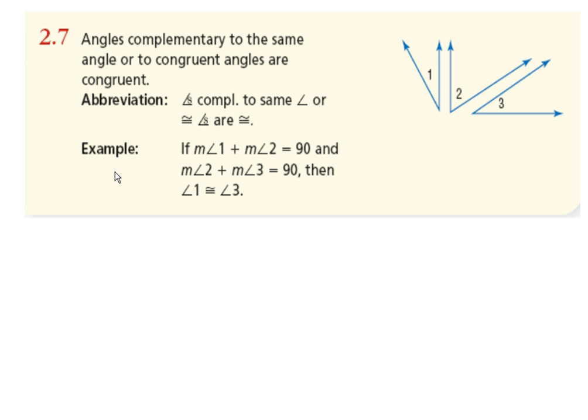2.7, angles complementary to the same angle or to congruent angles are congruent. There's the abbreviation, angles complementary to the same angle or congruent angles are congruent. Here's this diagram. We have angles 1 and 2 equal 90 degrees. That's looking at these two right here. They're complementary. 1 and 2 are complementary. We're also going to say that 2 and 3 are complementary. 2 and 3 go together to make a complementary angle. If that is the case, 1 and 3 are congruent. Angles 1 and 3 right here, congruent.